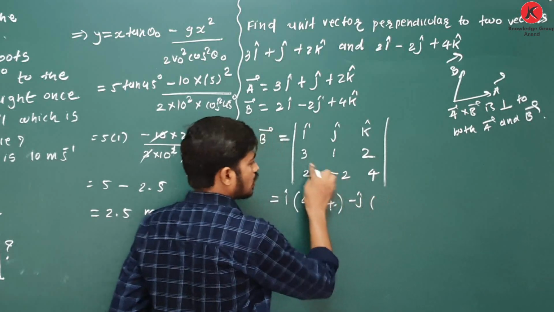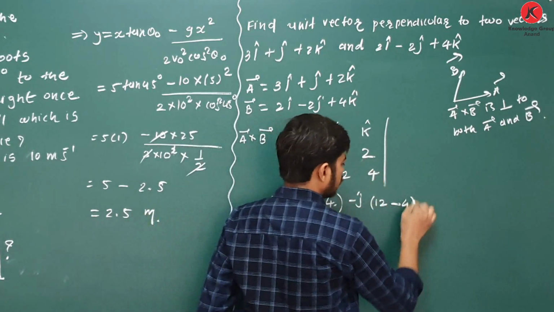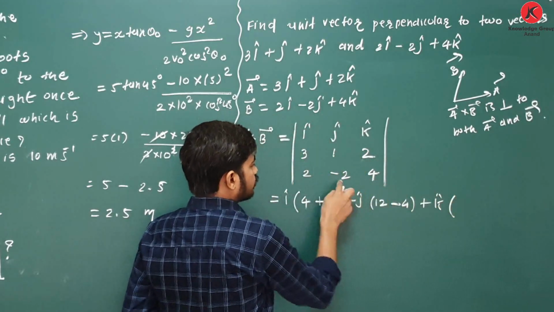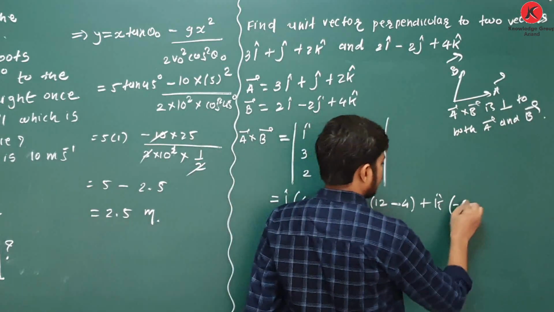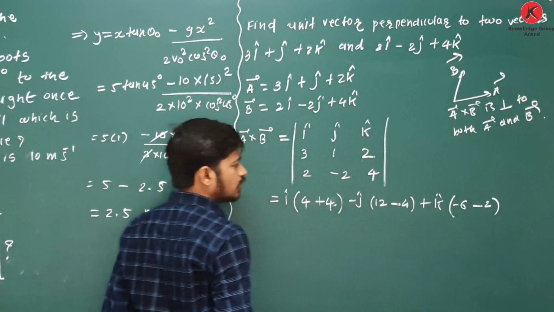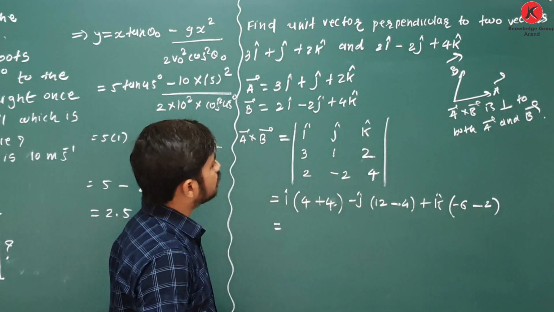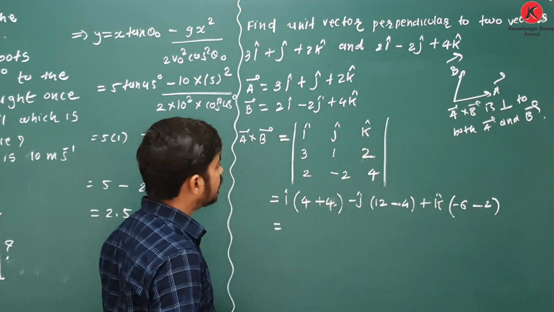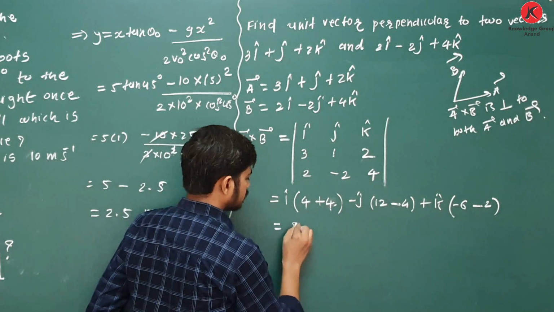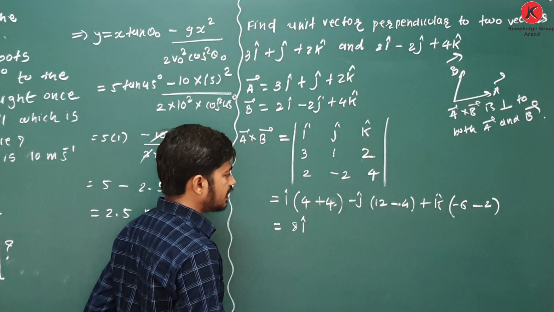Minus j caret times (4 into 3, it is 12, minus 2 into 2, it is 4). Plus k caret times (3 into minus 2, it is minus 6, minus 1 into 2, it is 2). Clear about this? So it will be, see, 4 plus 4, it is 8 i caret.